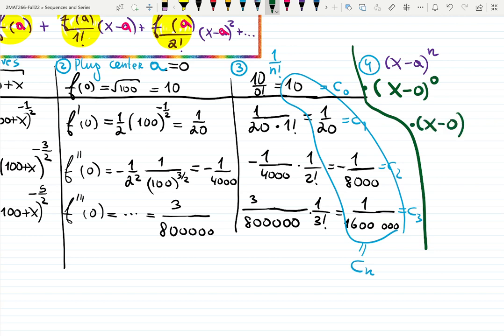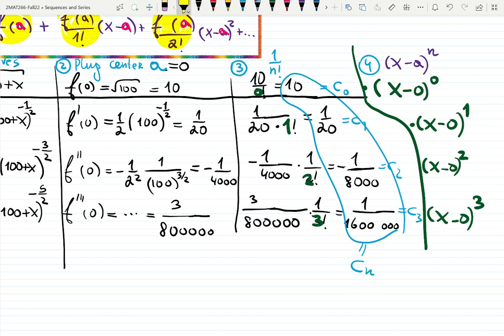The second one is multiplied by x minus 0, 0 is the center, right, to the 1. Then x minus 0 to the 2. Then x minus 0 to the 3. Factorial and the power should match. So if it was 1, that will be 1. 2 factorial, squared. 3 factorial, cubed. That's how you know you did not mess up.